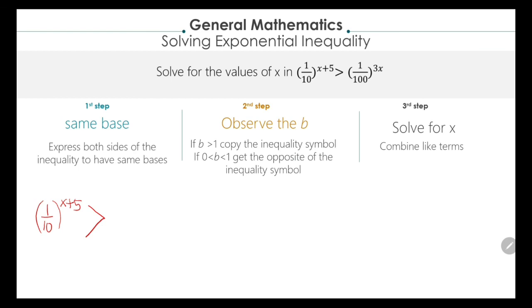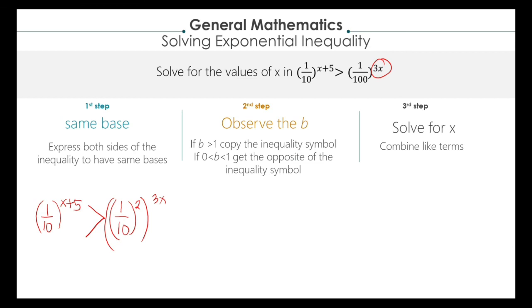So, para maging pareha sila, kailangan ang base mo rin sa right side ay 1 all over 10. So, para maging equal sila kay 1 all over 100, i-raise mo siya ngayon kay 2. Because 1 all over 10 raised to 2, that is 1 all over 100. Si 1 all over 100 ay naka-raise pa sa exponent na 3x. So, you have to raise also this to 3x.